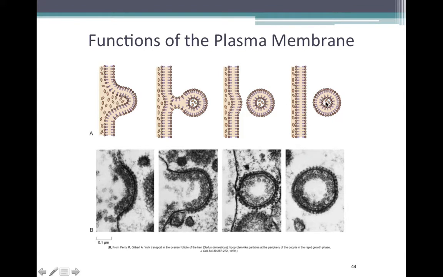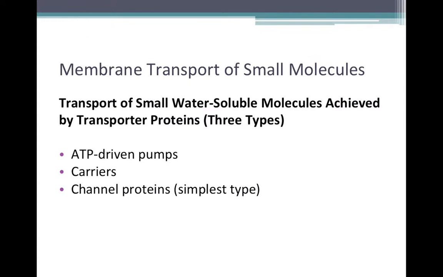What's interesting though is if you look at this going the other way, that's actually exocytosis, where we can take something in a vesicle, fuse it with the plasma membrane, and then expel some material out of the cell. So we have endocytosis going this way, and exocytosis going the other way. They're similar processes, just defined by the direction of movement. Now there are other ways to transport molecules across the plasma membrane, and this can involve things like ATP-driven pumps, different carriers, as well as channel proteins.